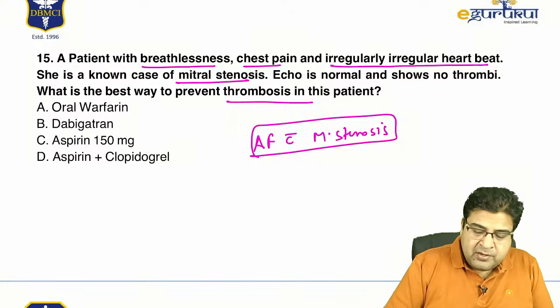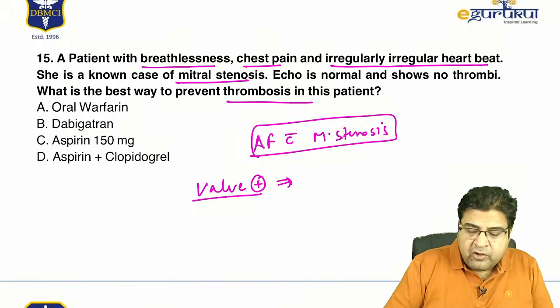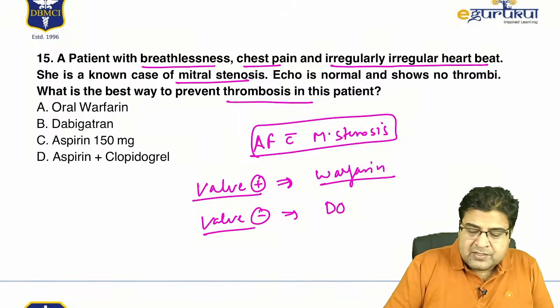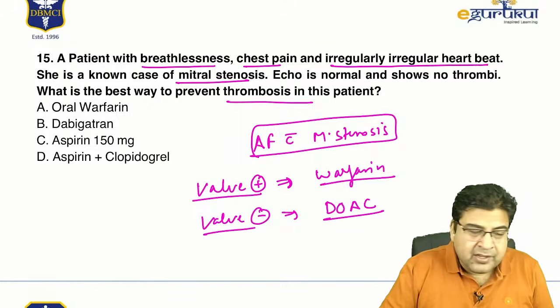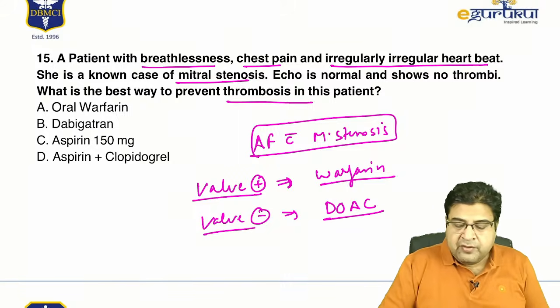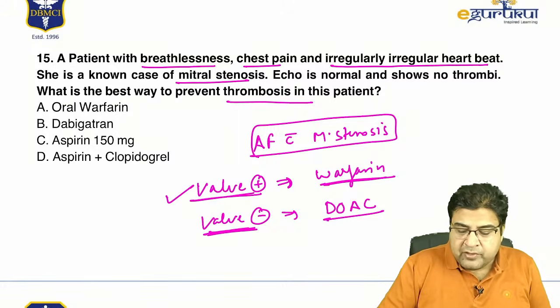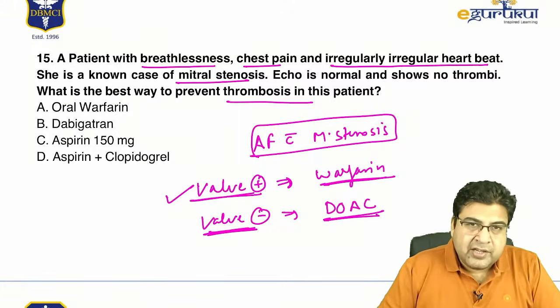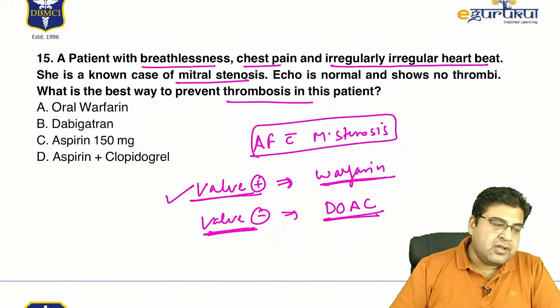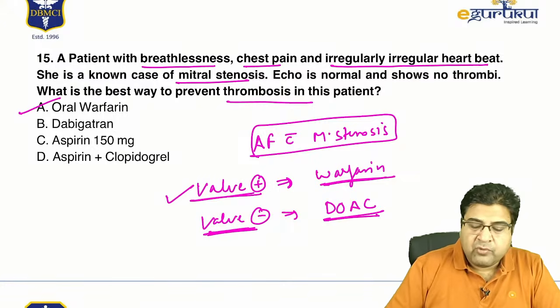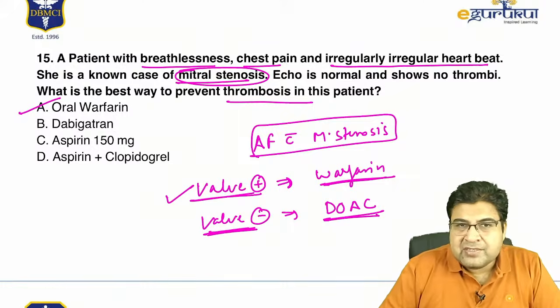So guys, please remember, whenever the heart valve is involved, we always mark warfarin. And whenever the cardiac valve is not involved, we always mark the medicines known as directly acting oral anticoagulants. So here in this MCQ, we will mark the warfarin because the heart valve is involved.